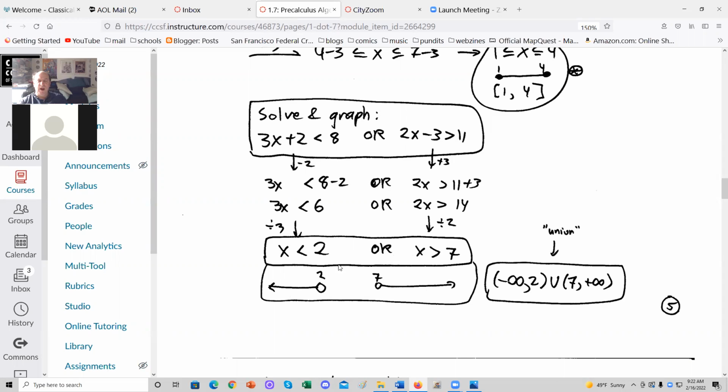The graph is these two half lines. We denote that in interval notation by the interval minus infinity to 2, this one, union the interval 7 to infinity, the half line, this one. We denote union by this U.